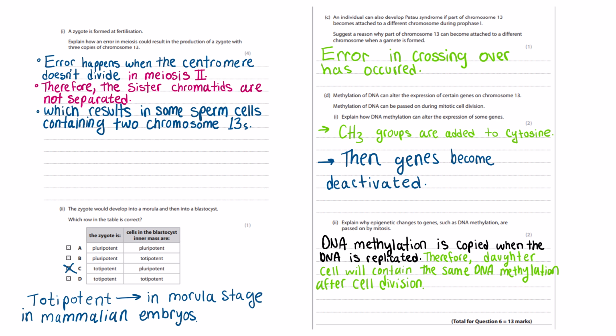Because when you have a gene that has had DNA methylation occur to it, when it's replicating, this methylation process does not go away. It does not go away. So therefore, the daughter cell will contain the same DNA methylation after the cell division.